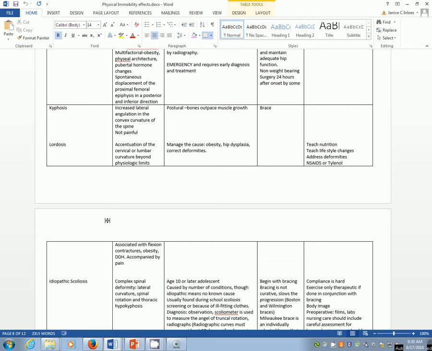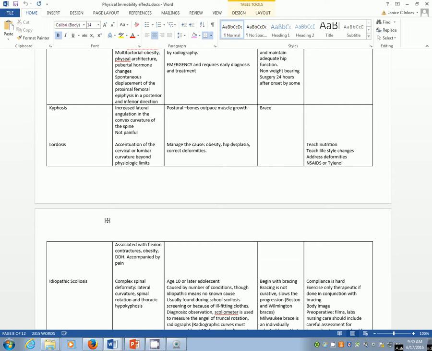It's not painful, which makes it a little bit easier to have kyphosis than lordosis. Lordosis is painful. Lordosis, of course, is the curvature of the lumbar spine. Usually we try to manage the cause of lordosis. Many pregnant women have lordosis, and obesity can cause lordosis because you have such a large belly in front of you. So what we try to do is manage the cause. If it's obesity, we try to get them on lifestyle changes.